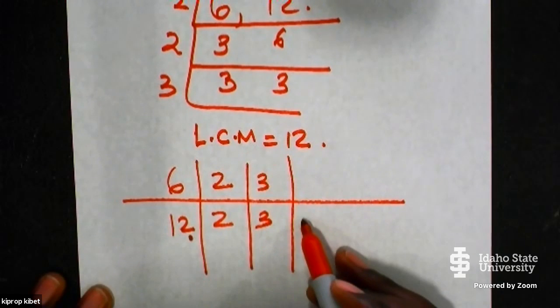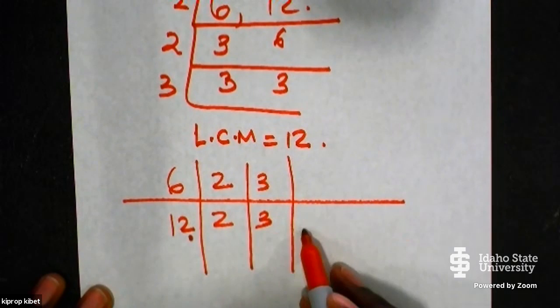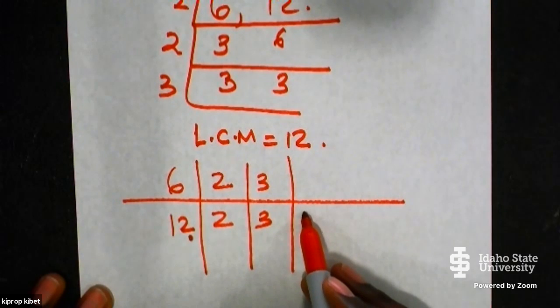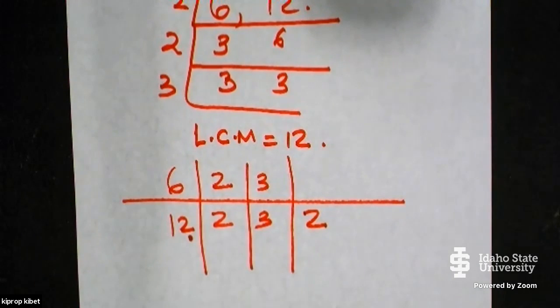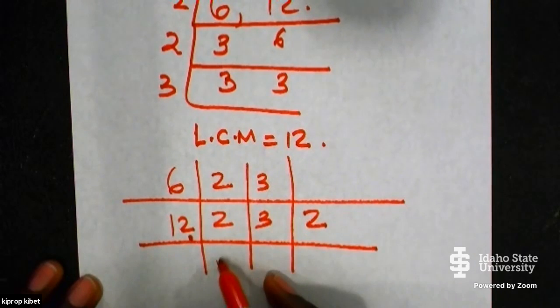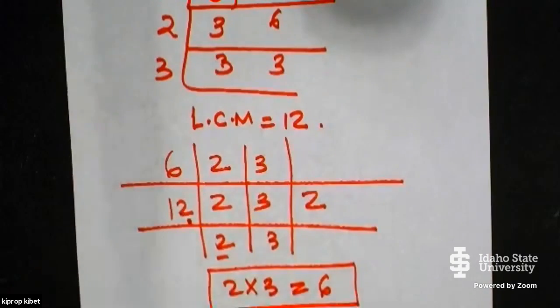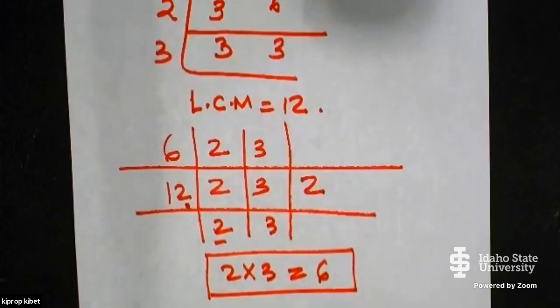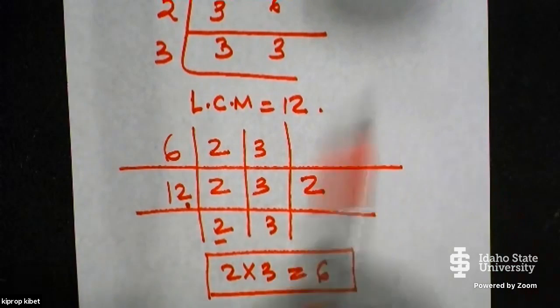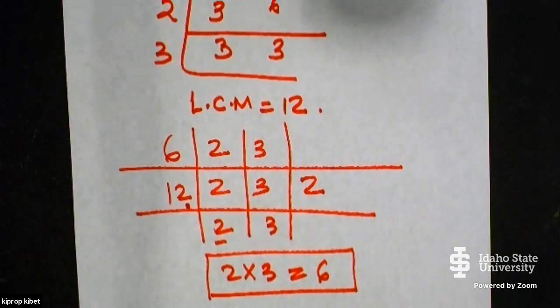What is remaining here? There is nothing remaining there. What is remaining here? 2. So what is our greatest common factor? Our greatest common factor is 2 and then 3. So 2 times 3 equals 6. So our greatest common factor there is 6. And our least common multiple is 3 times 2 times 2, which is 12.